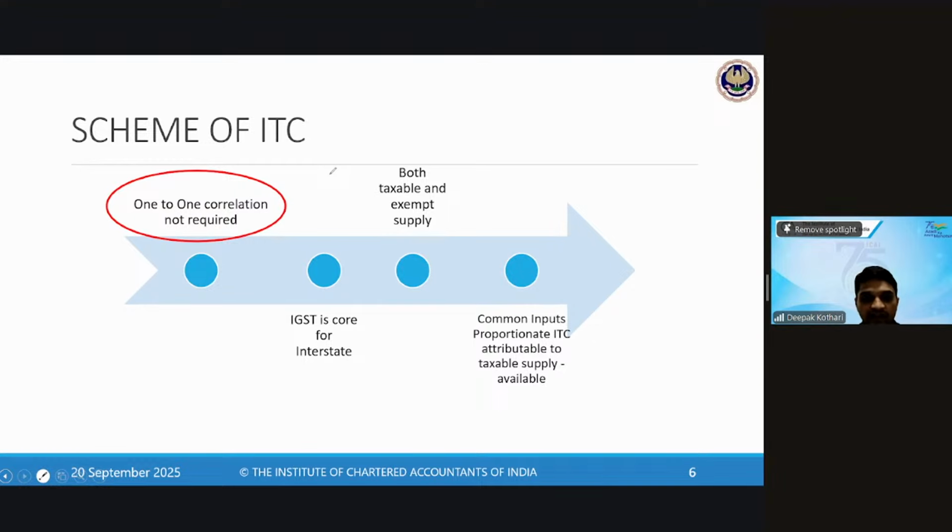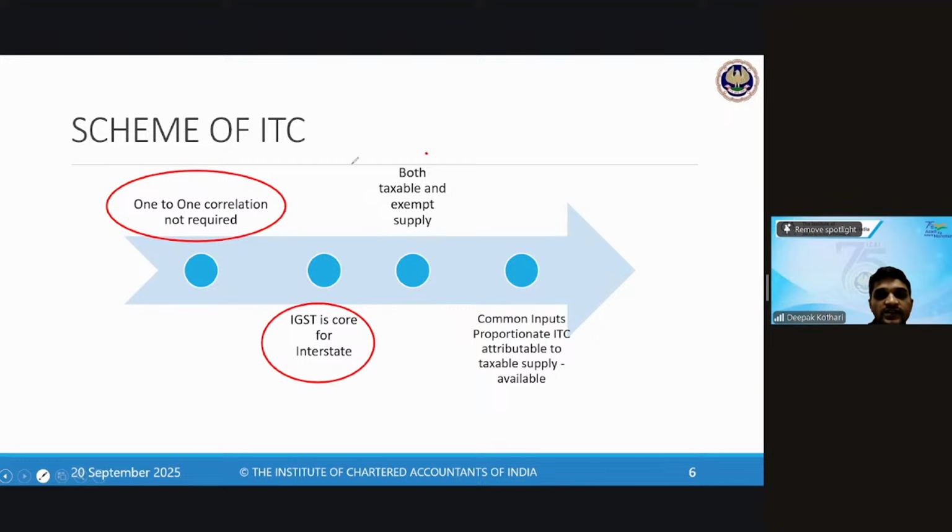ऐसे तीन बकेट रखना है कि CGST, SGST, and IGST, but rate wise, I don't have to keep it. It is all consolidated. ठीक है. Second is IGST is core for interstate. So when you do interstate transaction, IGST becomes a core because you will claim the IGST and you will charge IGST in case of an interstate transaction.